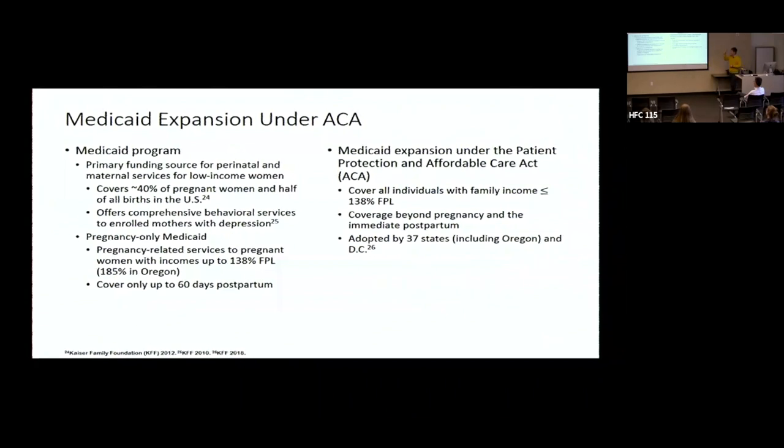Now, Obamacare, so ACA, gave states the option to expand this Medicaid program, covering all individuals, including women, with family income up to 138% of the federal poverty level, regardless of pregnancy status. So therefore, it creates an opportunity for women to be continuously enrolled before pregnancy, during pregnancy, in the interconception period, and after pregnancy. It's currently adopted by 37 states.